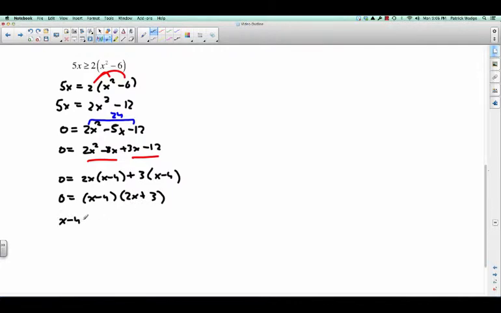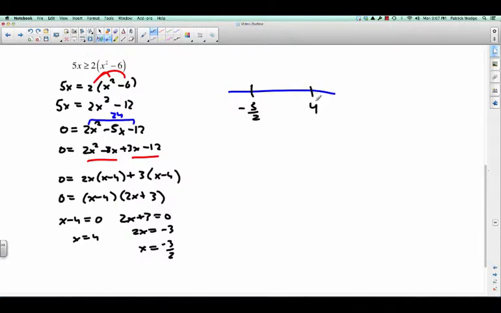So, product property: either x minus 4 equals 0 or 2x plus 3 equals 0. If you solve this, it's obviously x equals 4. If you solve this, 2x would equal -3, and then x would equal -3 over 2. So there's your two solutions. You're going to put those on a number line. Make sure you put them in the right order. -3 over 2 goes here, 4 goes here.